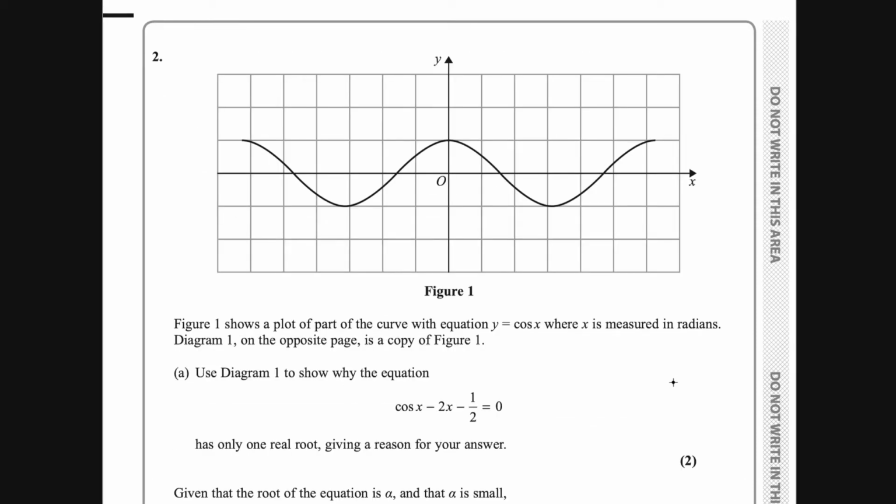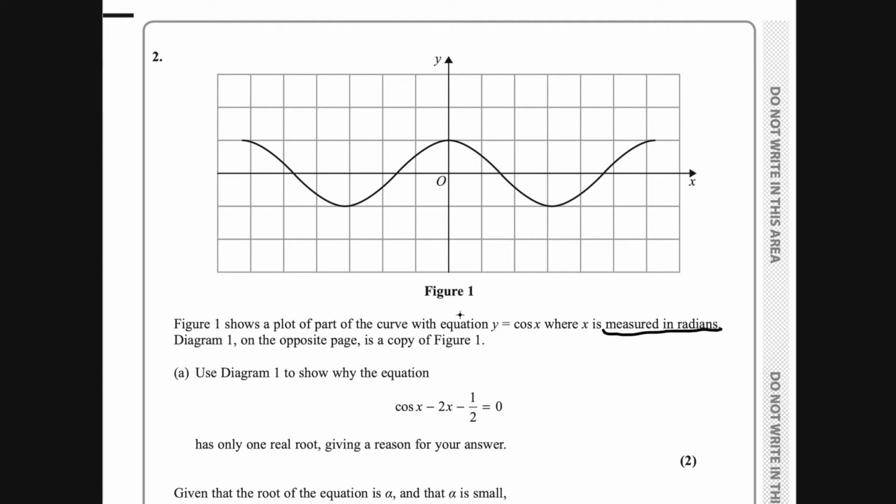Figure 1 shows a plot of part of the curve with equation y equals cos x. So what we're getting here is part of the cosine graph where x is measured in radians. This is going to be a key part of this question, so I'm just going to underline that. Diagram 1 on the opposite page, so on the page here, is a copy of figure 1.